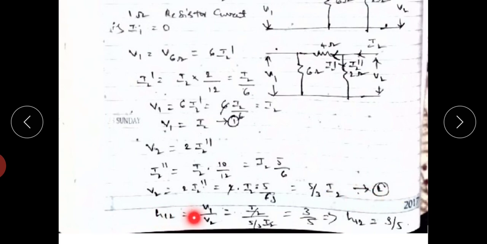So H12 equals the formula V1 by V2. V1 equals I2, V2 equals 5 by 3 into I2. So V1 by V2 equals 3 by 5. So H12 equals 3 by 5. This is I suffix 2, not I by 2. Please modify.